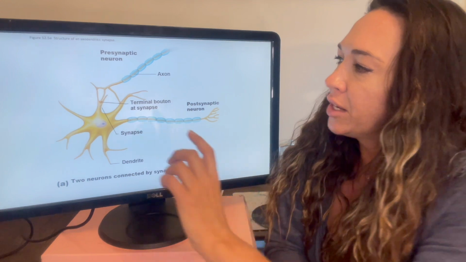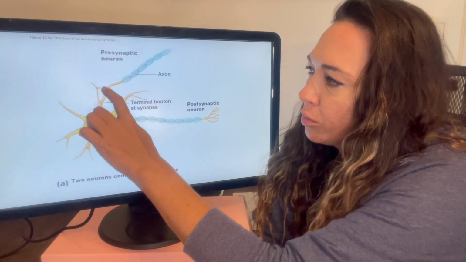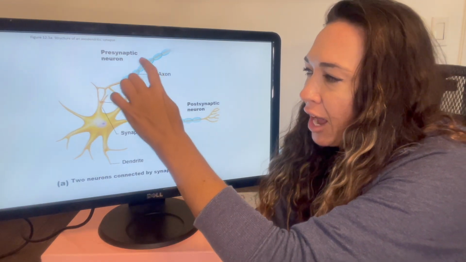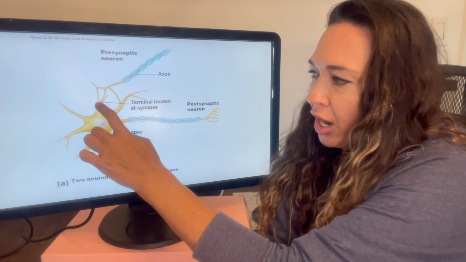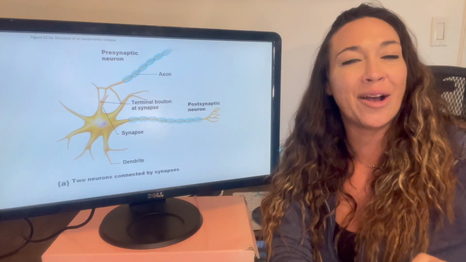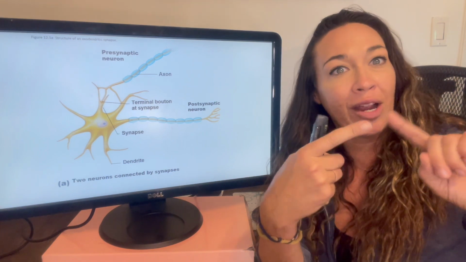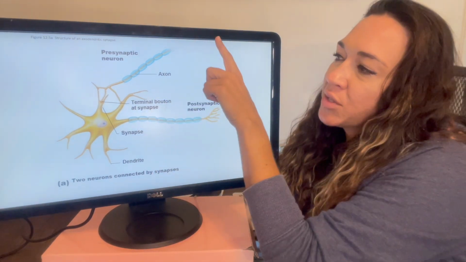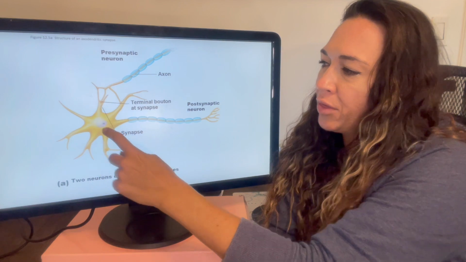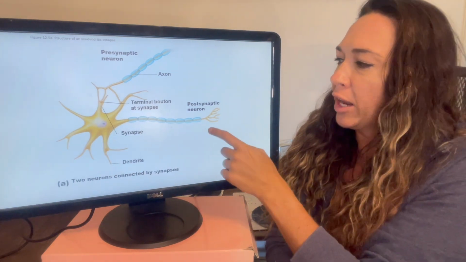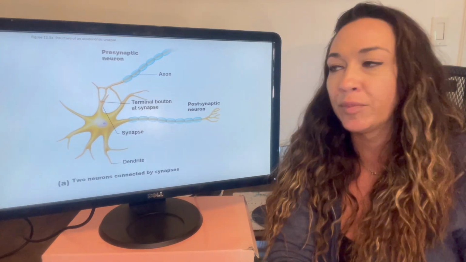All right, so that's what we can see right here. So this is going to be one terminal bouton, right, from this axon connecting to this dendrite of this neuron, and that's going to be the synapse part, the connection part. And then the signal is going to come down through here, in through here, right through here, and then out through here. And this would probably connect to another dendrite of another neuron.